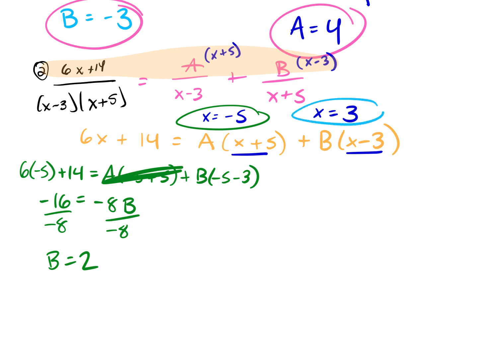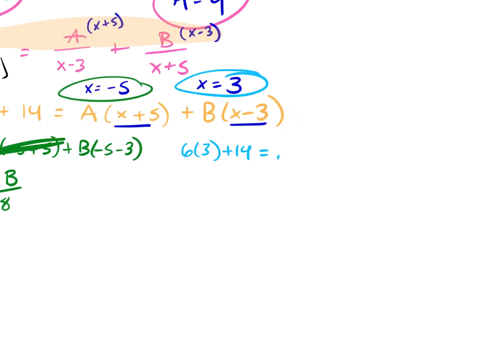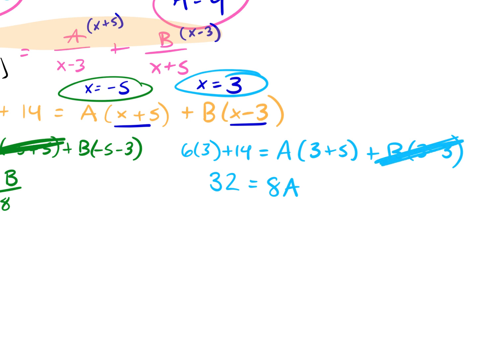Then we're going to do the same thing, plug in 3. So 6 times 3 plus 14 is equal to A times 3 plus 5 plus B times 3 minus 3. 6 times 3 would be 18 plus 14 would be 32 is equal to 3 plus 5 is 8, so 8A, and 3 minus 3 is 0, so the B cancels. Divide both sides by 8. A is equal to 4.